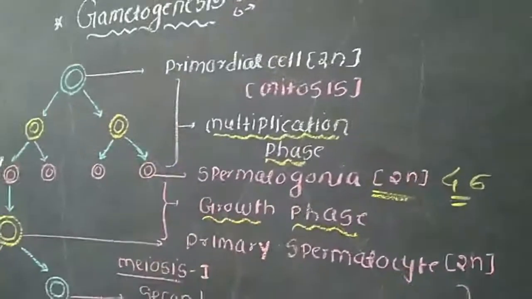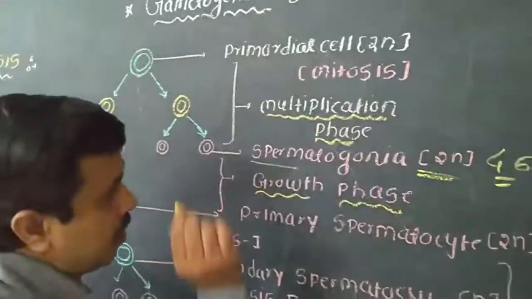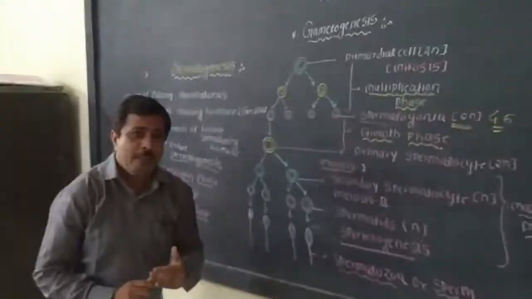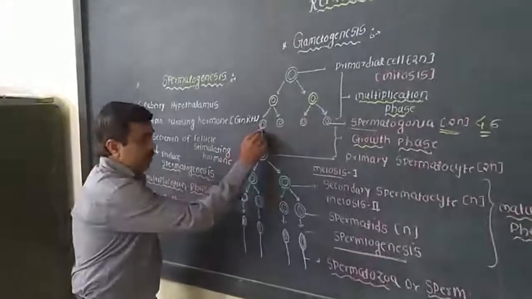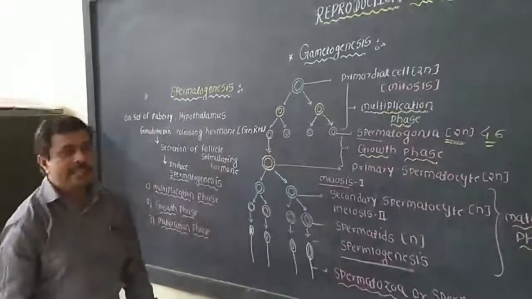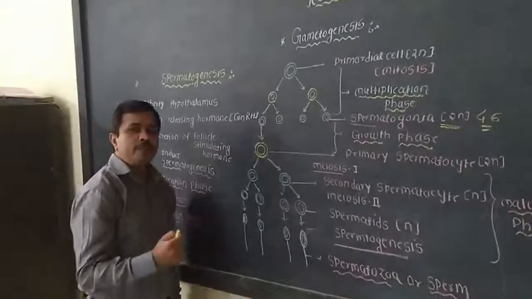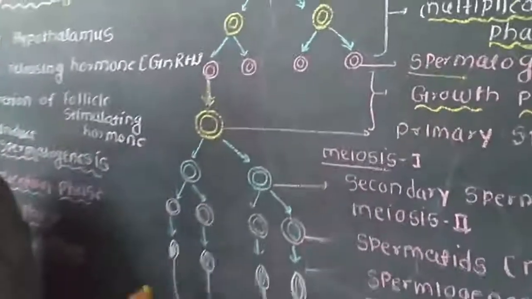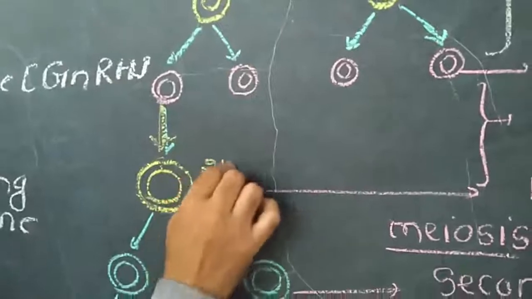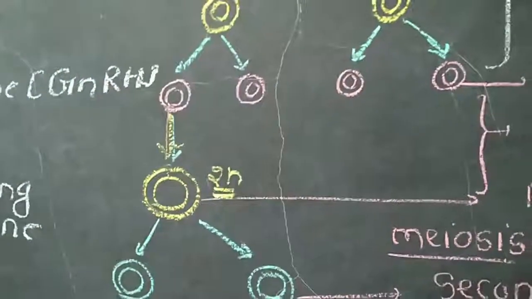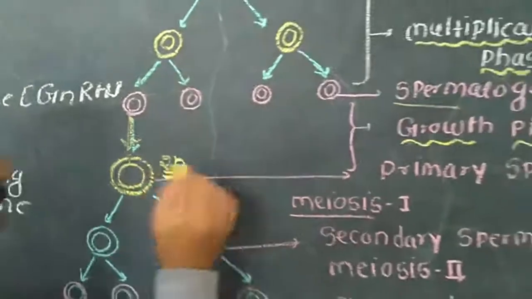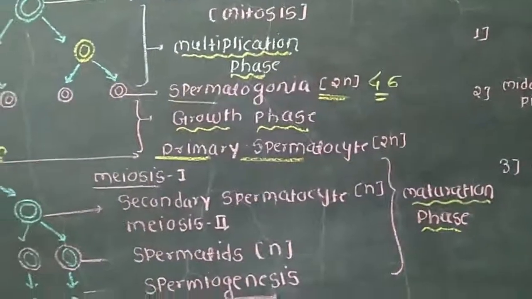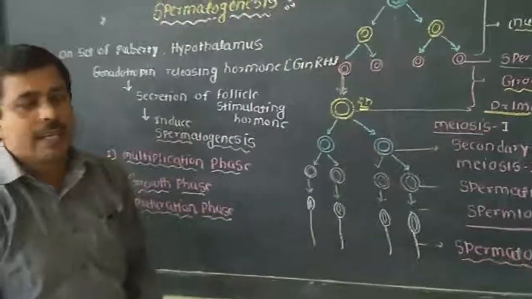Now, in these spermatogonia the cell division stops, and the growth of the cell increases due to the accumulation of food material inside the cell. The cell increases in size, but these cells are still diploid, meaning there are 46 chromosomes, and these new cells are known as primary spermatocytes. Here the second stage, the growth phase, is completed.